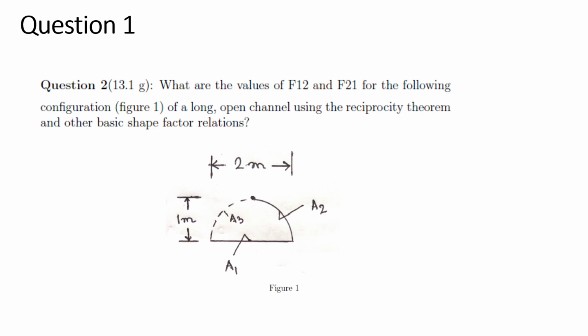So this is question number 1. We have been given a geometry of a certain shape, and we have been asked what the values of F12 and F21 are for the following configuration of a long open channel, using the reciprocity theorem and other basic shape factor relations. Over here, we have a long open channel whose cross section is shown in the figure. Ultimately, this will be a very long channel.